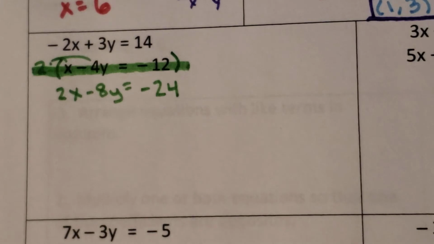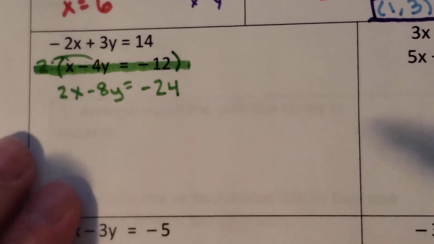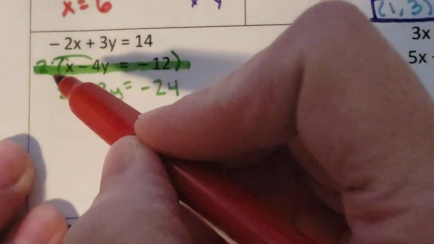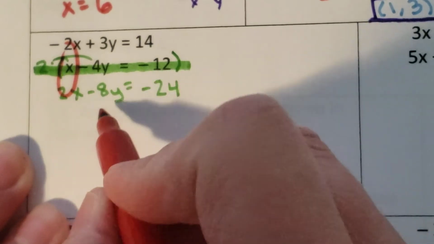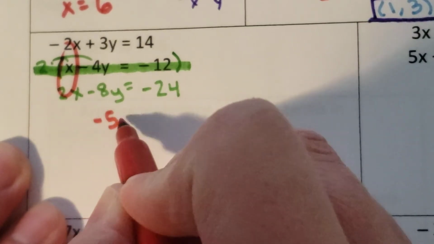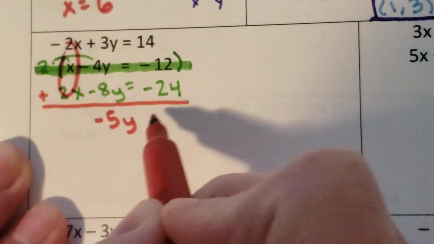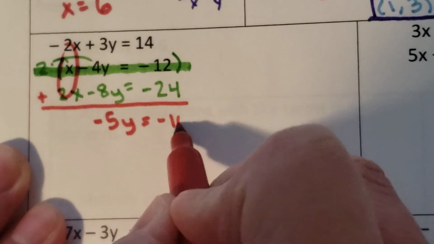So I'm focusing on that top line and the bottom one that I just wrote in. And now I have variables that will cancel each other out. So negative 2 and a positive 2 come out to nothing. 3y less 8y is negative 5y's. Should have written my little plus business here. Equals 14 minus 24 is negative 10.